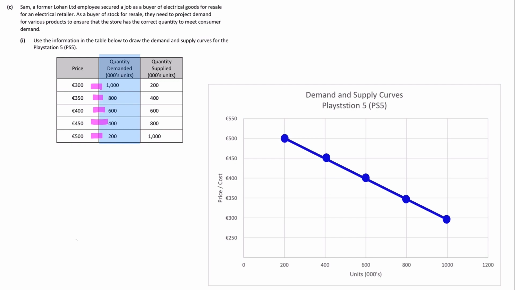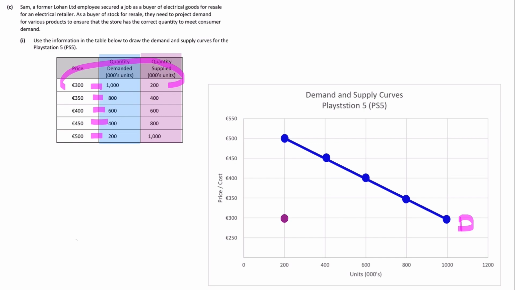When you get that far, you will draw the line, okay? And that there will be D, so you can label it D for demand as well. Now we can move on to quantity supplied. So when the price is 300, the quantity supplied is 200.